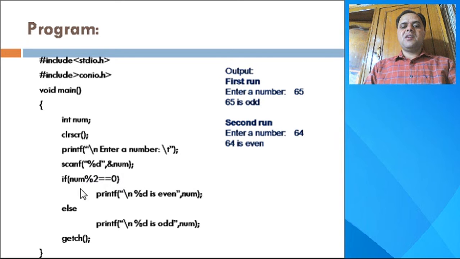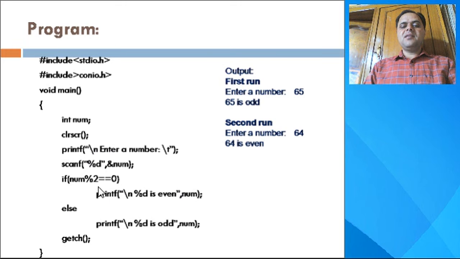So this condition is false, control goes in the else part, and 65 is odd got printed. If we again run the program, and for example we have entered 64, so 64 mod 2 is 0, so this part got executed. So 64 is even got printed here. So in the first run, when you enter 65, this condition is false, control goes to the else part, and %d num, the value of num is 65, 65 is odd got printed.